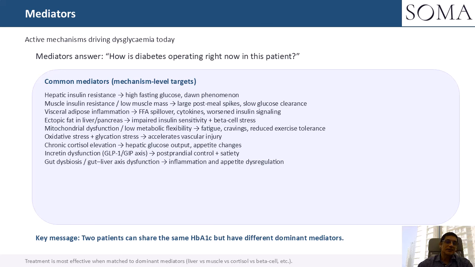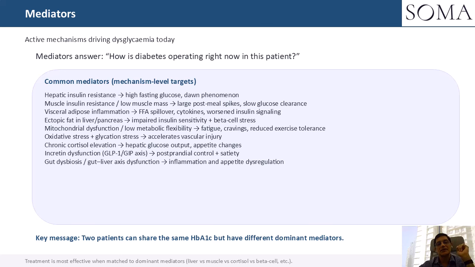Hepatic insulin resistance. The liver continues to produce glucose despite insulin. This drives high fasting glucose and a strong dawn phenomenon. And then muscle insulin resistance. So skeletal muscle, as I discussed in the previous section, fails to clear glucose efficiently, and this drives postprandial spikes and persistent hyperglycemia after meals. Visceral adipose inflammation. Inflamed visceral fat releases cytokines and free fatty acids. They go to the liver and worsen insulin resistance and feed fatty liver.